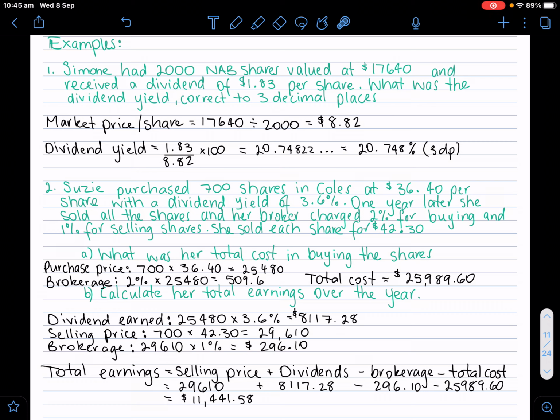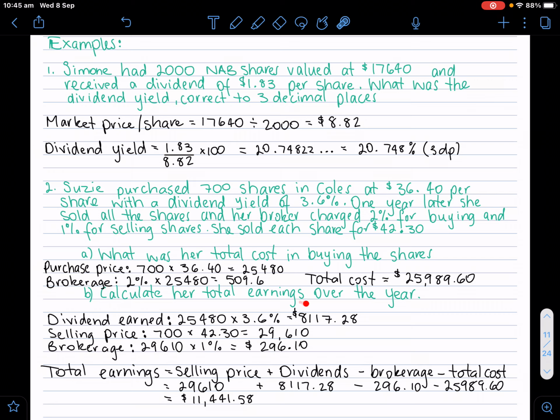Well, let's have a look at, first she had 700 shares at $36.40 per share. So it's going to cost her that much first just for the shares. So 700 times $36.40, that's just for the purchase price. Then the broker also charges 2% for buying. So we have to find 2% of that and add them together, and the total cost is going to be the cost of the purchase price and the brokerage. Let's go on to part B.